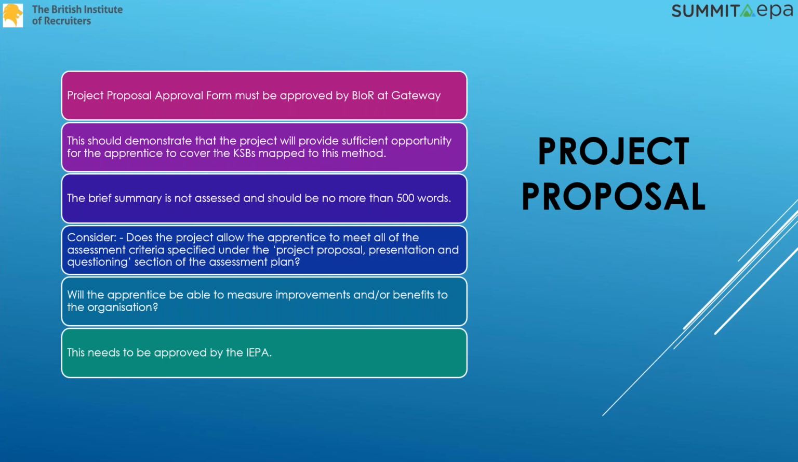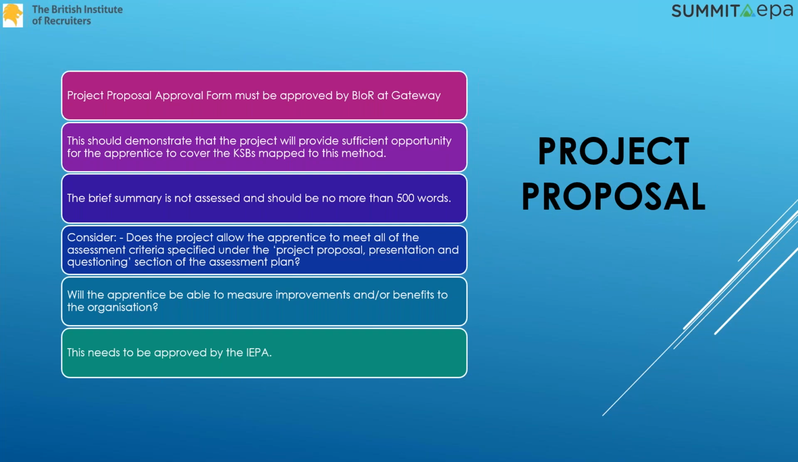What we're looking for in that project proposal is that it should demonstrate that they will provide sufficient opportunity for that apprentice to cover the knowledge, skills and behaviours mapped to that assessment method. It's a brief summary and it shouldn't be more than 500 words, and it's not going to be assessed. What we're looking for here is, will the project that apprentice will be working on during that EPA period allow them to meet all the assessment criteria specified under that assessment plan.